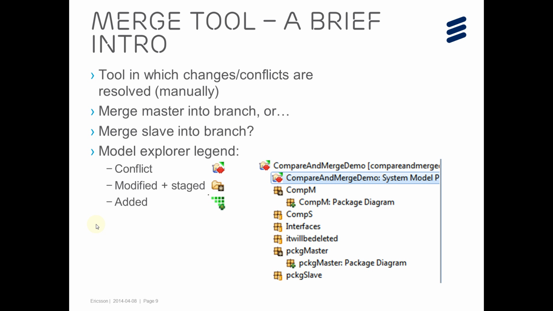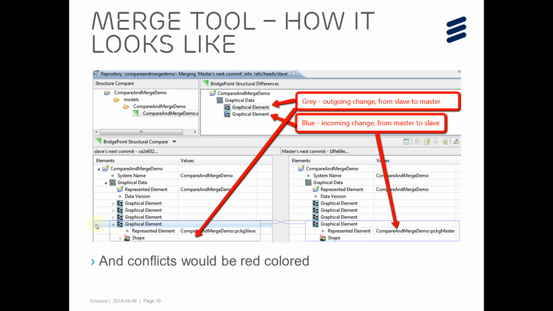After a merge, rebase or cherry pick process, these glyphs illustrate whether there are conflicts or whether something has been modified or added and staged into the existing branch to which we merge something. Briefly, this is how the merge tool looks. Basically it's composed of three parts. The first part is the structure compare, which shows in which files there are changes or conflicts that need to be taken care of.